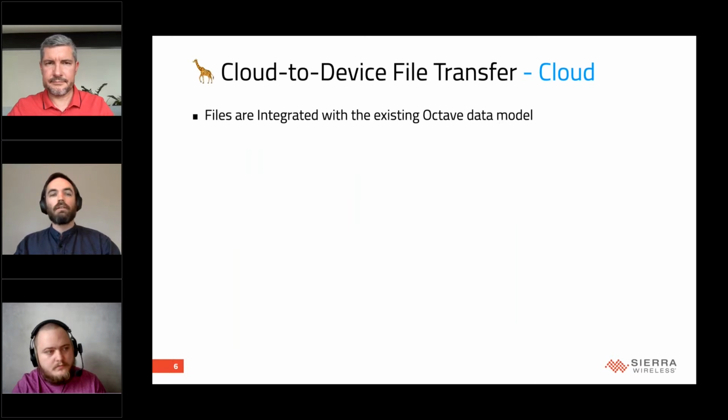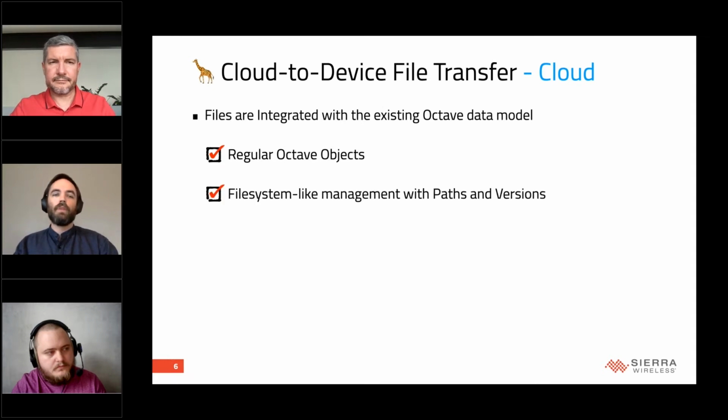So let's start on the cloud side. We've worked really hard to integrate files with the existing Octave data model and the metaphor that we use. So files are represented by standard Octave objects. So people should be pretty familiar with how to interact with them. We organize files in much the same way as a file system. This makes it pretty familiar to anyone who has used other cloud storage providers.